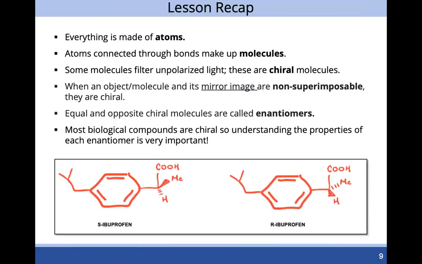I hope you've learned some new things about chemistry and chiral molecules. Just to recap, everything is made up of atoms. Atoms are connected through bonds and make up molecules. Some molecules filter unpolarized light, and these are called chiral molecules. And when an object and its mirror image are non-superimposable, they are chiral. And equal and opposite chiral molecules are called enantiomers. And understanding these enantiomers is very important, as most biological compounds are chiral.